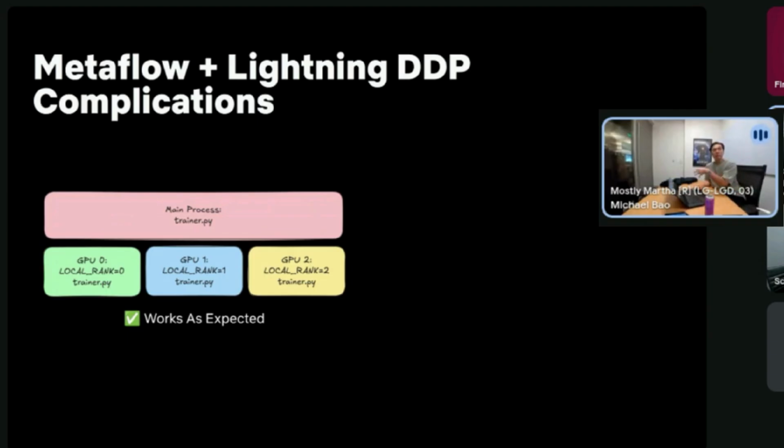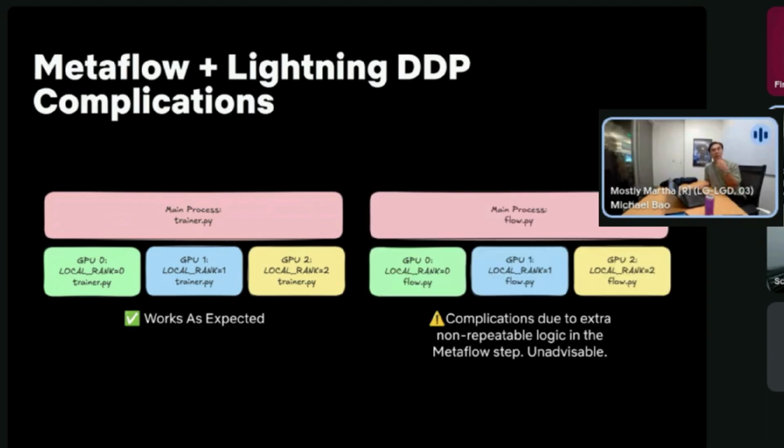However, if you naively translate this to Metaflow and just do a pure copy and paste into a step, you run into this situation where your main process is now your flow script, and now PyTorch Lightning is trying to rerun your flow script for every GPU. The interesting thing is that, at least based off my local testing, this did seem to work, but it does feel a little unadvisable, especially given that we had non-repeatable logic in the Metaflow step that we wanted to run in the same step as the training. So we generally decided to avoid this and any complications that might arise with it.